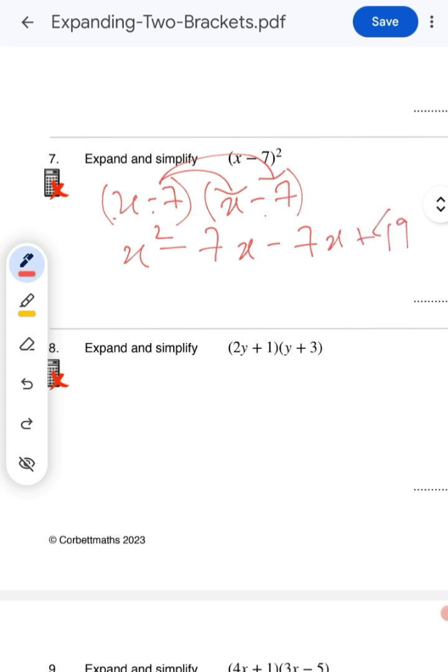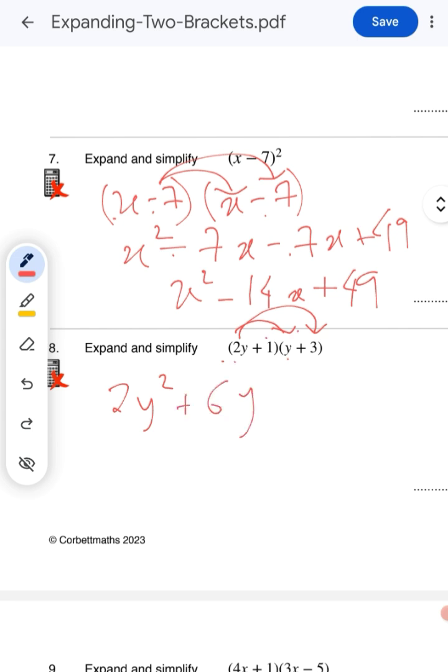49. So x square, two signs are same, we add the number. So 14x plus 49. Okay, let's come to this one. 2y multiplied by y and 2y multiplied by a 3. So 2y into y makes a 2y square, right? 2y multiplied by 3 makes a 6y.